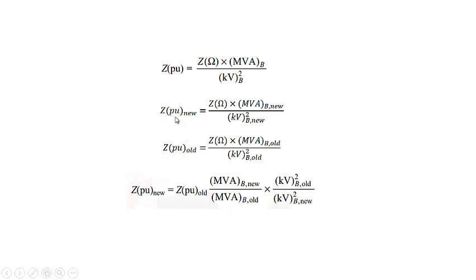So divide this by this, it will be equal to Z per unit new divided by Z per unit old. It will be MVA base new divided by MVA base old, multiplied by kV base square old divided by kV base square new. So when we take this Z per unit old to this side, it will be this equation. So this is how, when we change the base of the Z per unit from one value to another value, this Z per unit will change from older value to newer value. So these equations will help to transfer one per unit into another per unit.